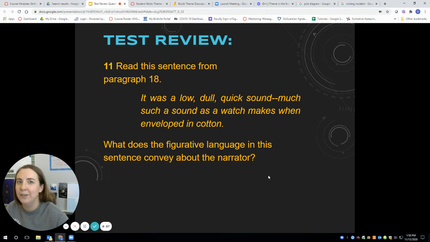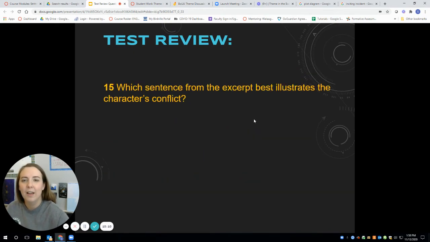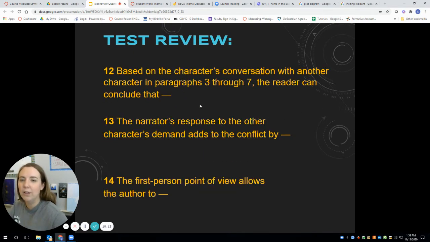So you could say the narrator is hearing something that doesn't exist. The narrator's feeling guilty because he can hear the heart. The narrator is going crazy because he can hear the heart and there's no way he can actually hear that. Let's see, we've got four more.